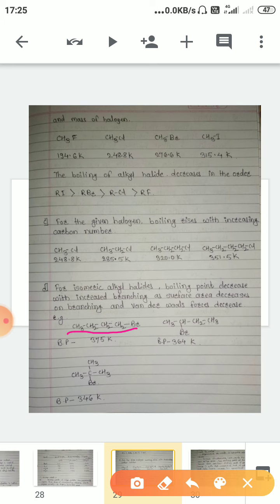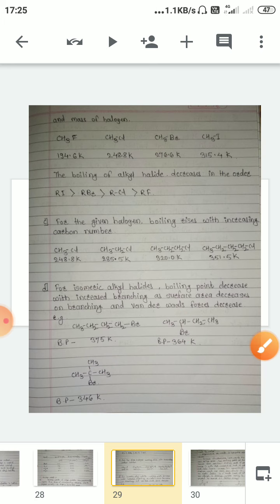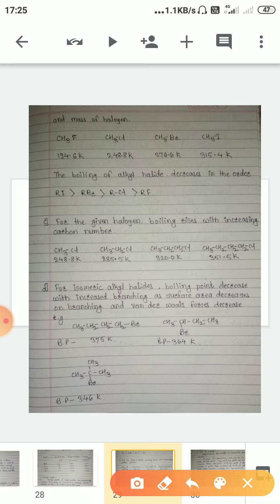Now here it is a straight chain alkyl bromide. Here is the branching of the bromine atom to the second carbon atom, and here in the third compound is the branching of methyl as well as bromine to this propyl group. So that means the first compound has the largest surface area, and the second compound has a larger surface area than the third compound. And therefore the boiling point goes on decreasing from primary to secondary to tertiary alkyl halides.